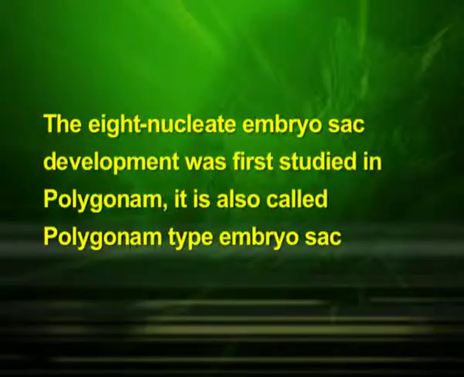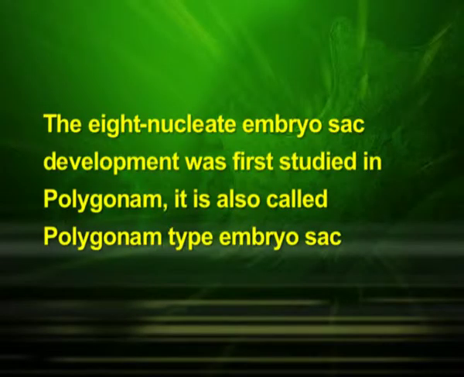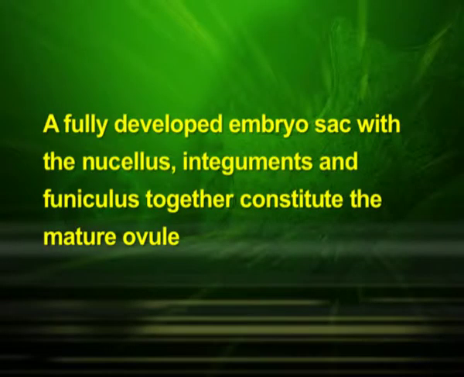7-celled. The 8-nucleate embryo sac development was first studied in Polygonum. Hence, it is also called the Polygonum type embryo sac. Students, we can observe that at maturity, the female gametophyte or embryo sac almost fills the ovule and the nucellus is almost used up by the embryo sac. A fully developed embryo sac with the nucellus, integuments and funiculus together constitute the mature ovule.